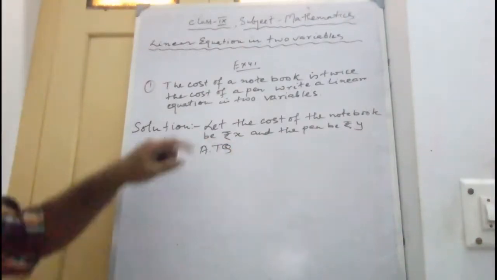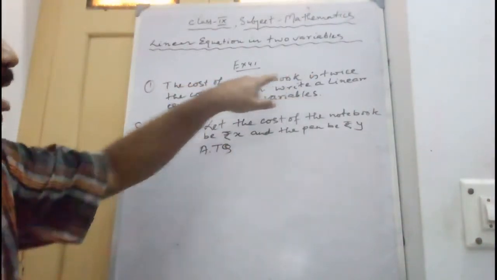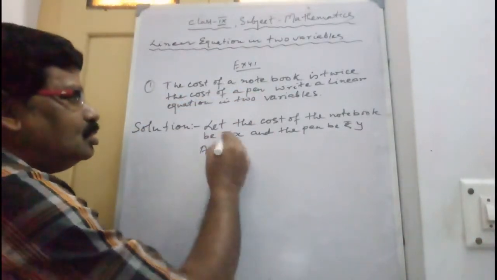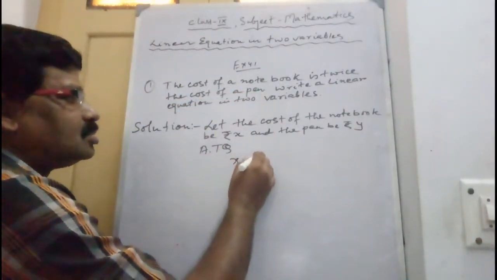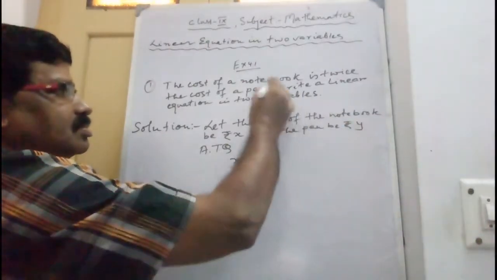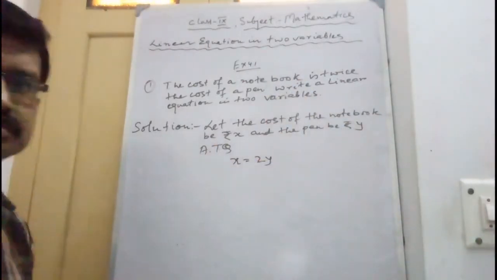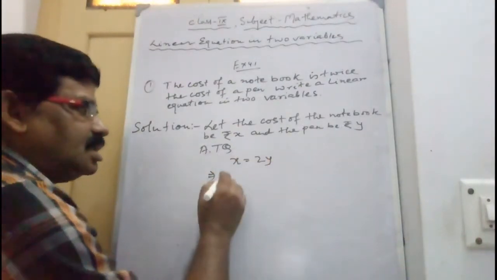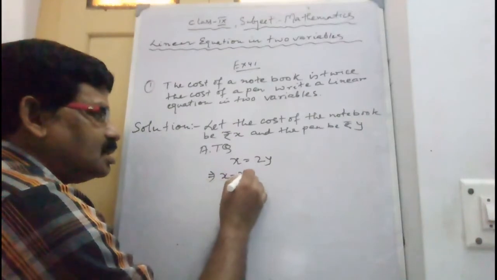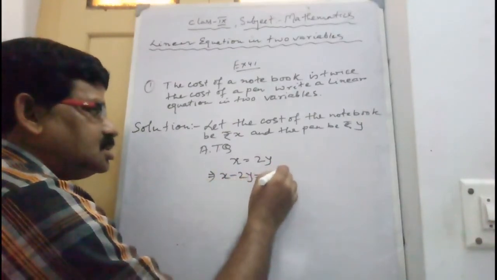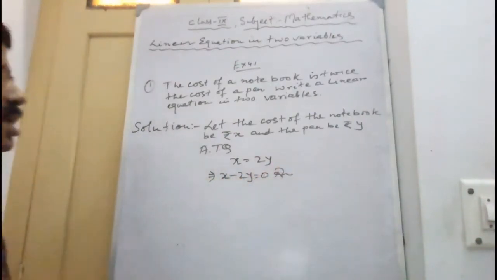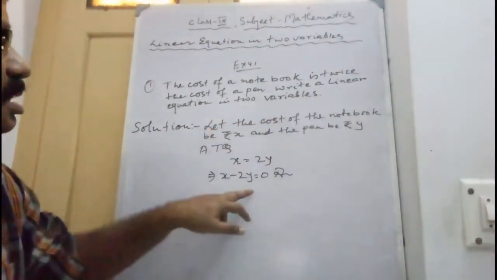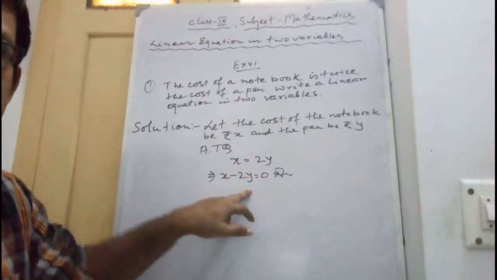ATQ, cost of a notebook is twice the cost of a pen. Notebook is twice of pen. Now take on left hand side. So x minus 2y equal to 0. So this one is the required linear equation in two variables.